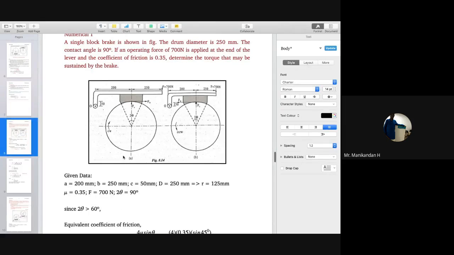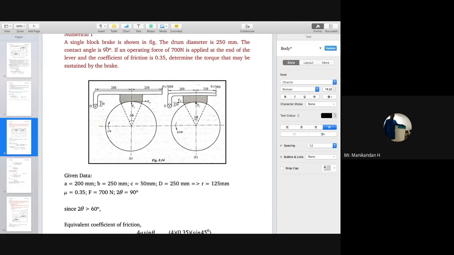So let's write the given data. From the fulcrum, we have to see, A is equal to 200. The next is B is equal to 250, which is the distance between the center and the applied force, and small c is given here as 50. Now the brake drum diameter capital D is equal to 250. Therefore the radius r is equal to 125.